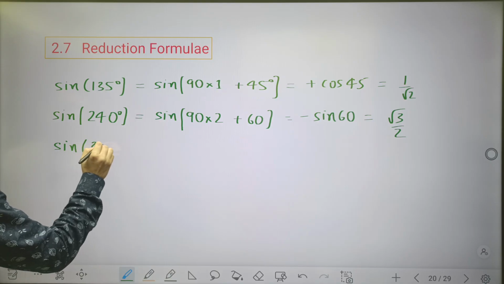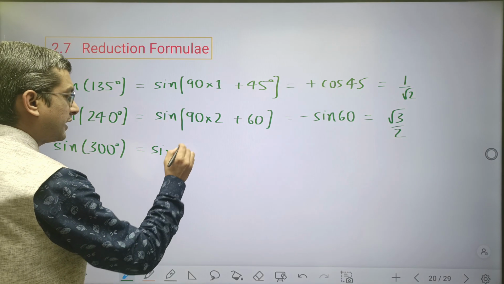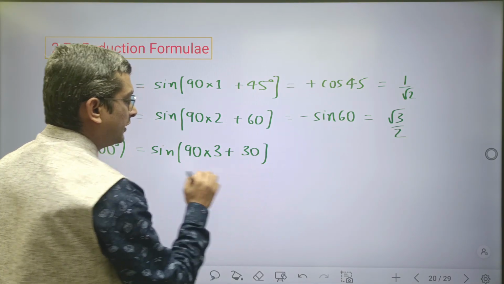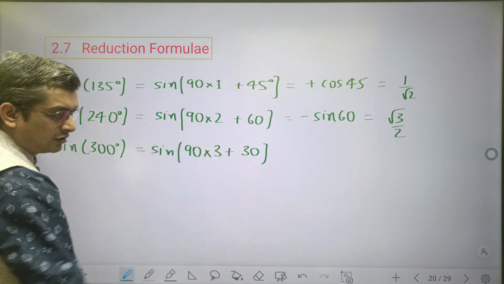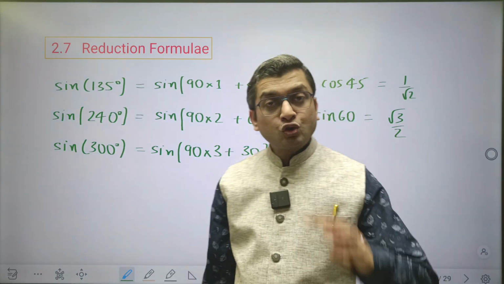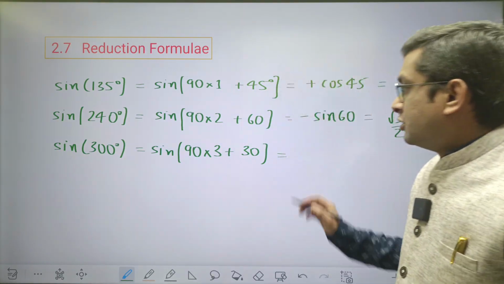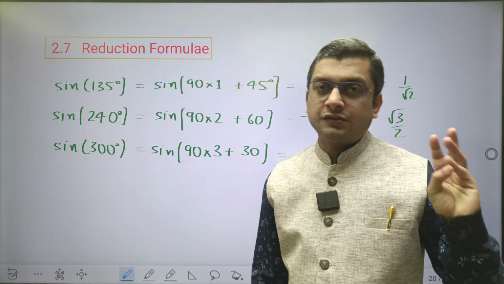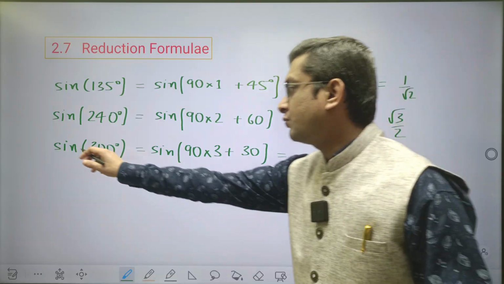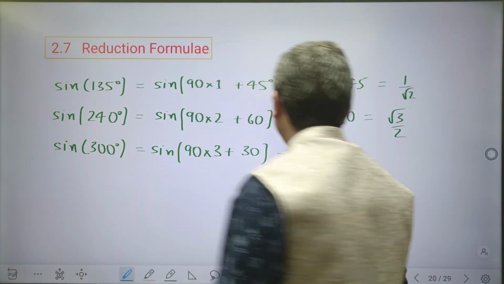Now suppose I write sine 300 degrees. This can be written as sine of 90 into 3 plus 30, because 90 times 3 is 270, plus 30 is 300. So the very first step: the angle lies in the fourth quadrant because the angle is greater than 270 degrees. In the fourth quadrant, cos is positive and all the other trigonometric ratios are negative. So here it is sine, so the value will be negative.